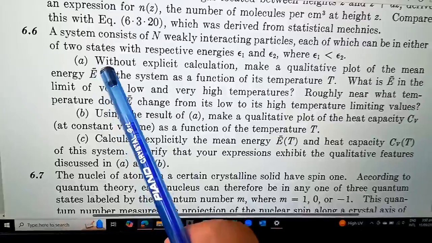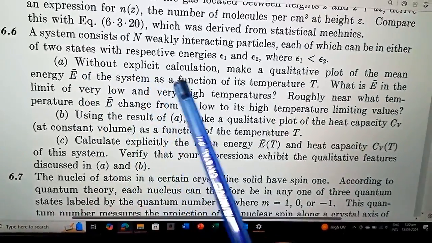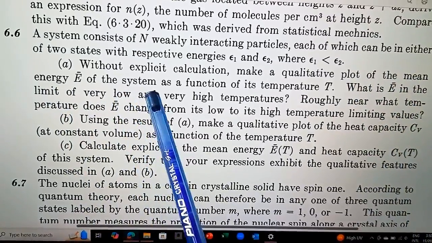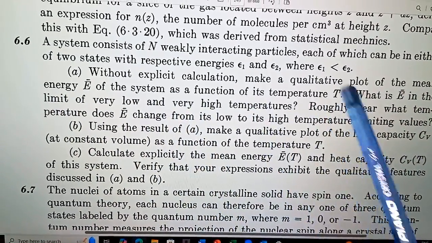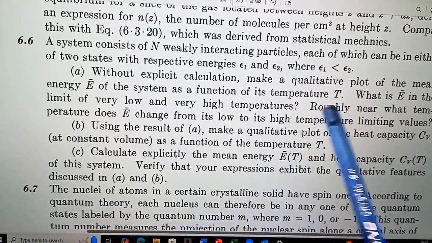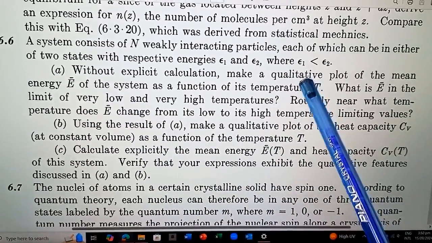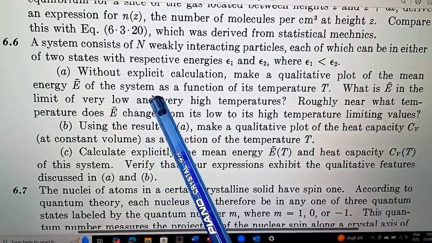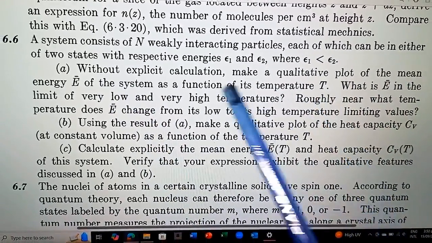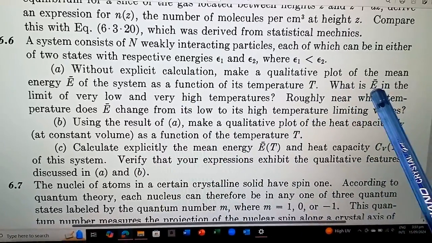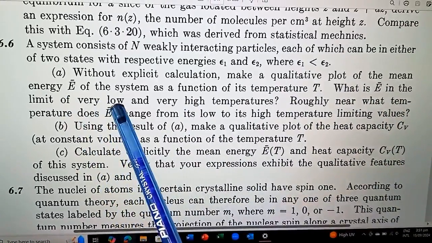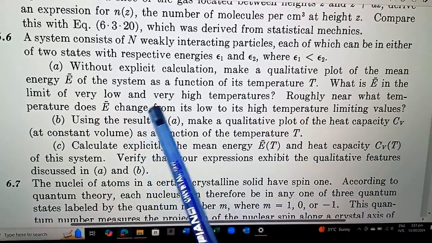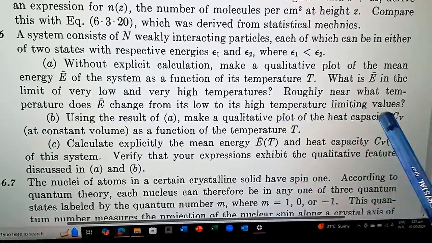And in part A, they are saying without explicit calculation, make a qualitative plot of the mean energy of the system as a function of its temperature. So without doing the main calculation, we have to draw the graph or plot for the mean energy of the system against the temperature. Okay, so what is the E bar mean energy in the limit of very low and very high temperatures? Roughly near what temperature does E change from its low to its high temperature limiting values?